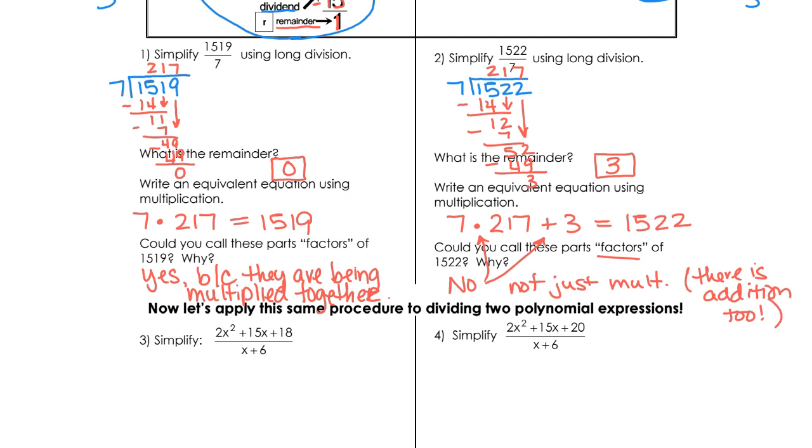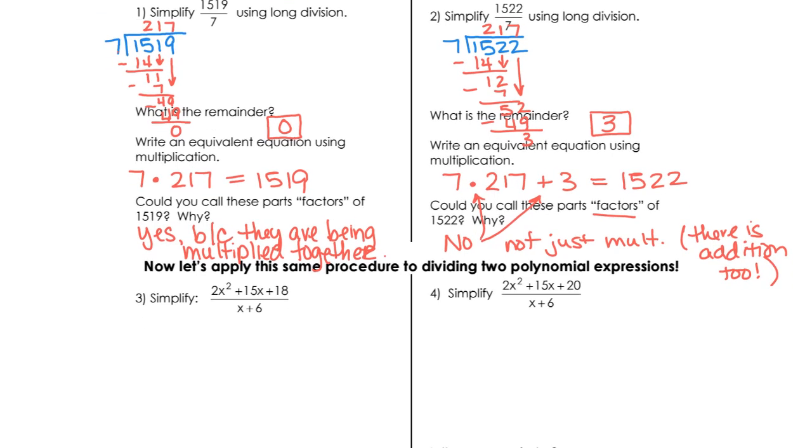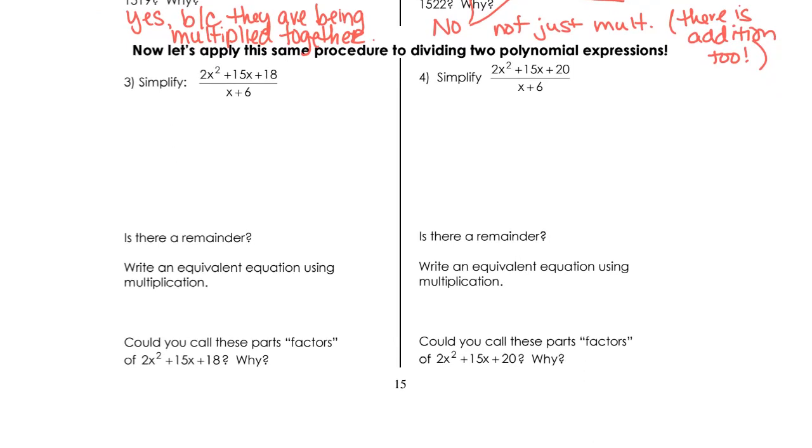All right, so here we go. We're going to go ahead and do some long division with polynomials. So in number 3, they're asking us to see how many times x plus 6 will go into 2x squared plus 15x plus 18. And so here we go. X plus 6 is going to go on the outside. Our division symbol in our polynomial that x plus 6 is going into goes underneath.